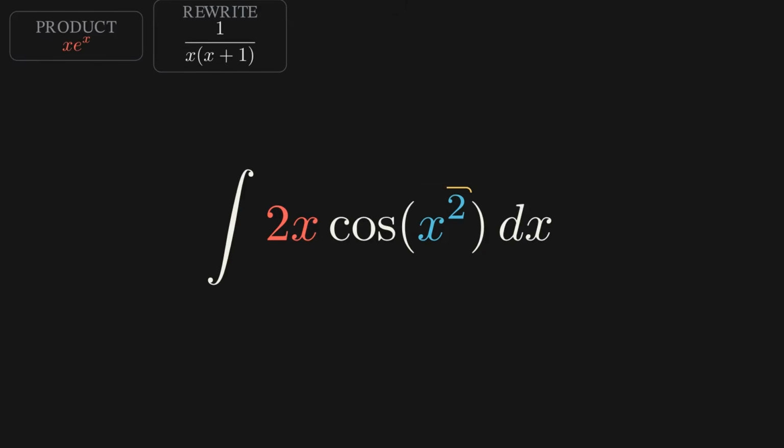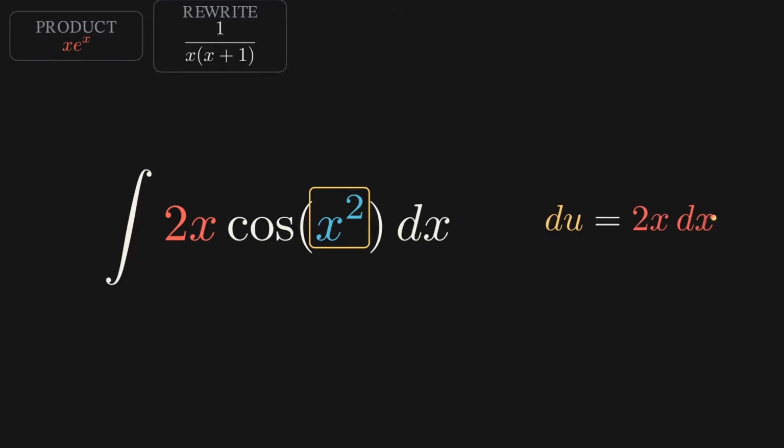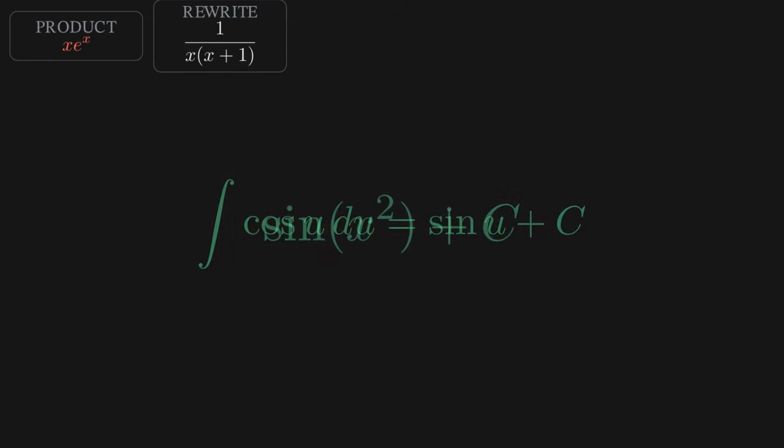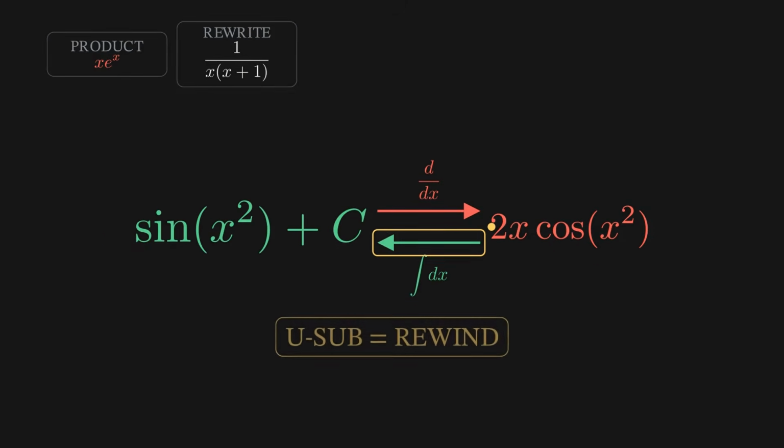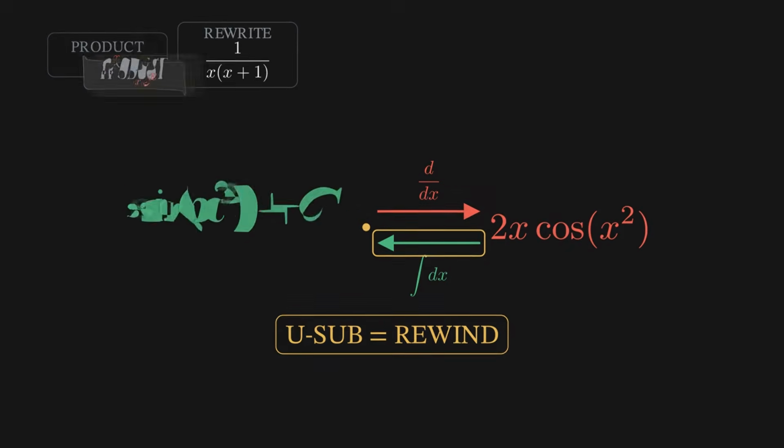Watch. The inside function, x squared, call it u. Its derivative, 2x, is right there. So the whole integral collapses. Substitution isn't a trick. It's playing the chain rule backwards. U-sub is just rewinding the tape.